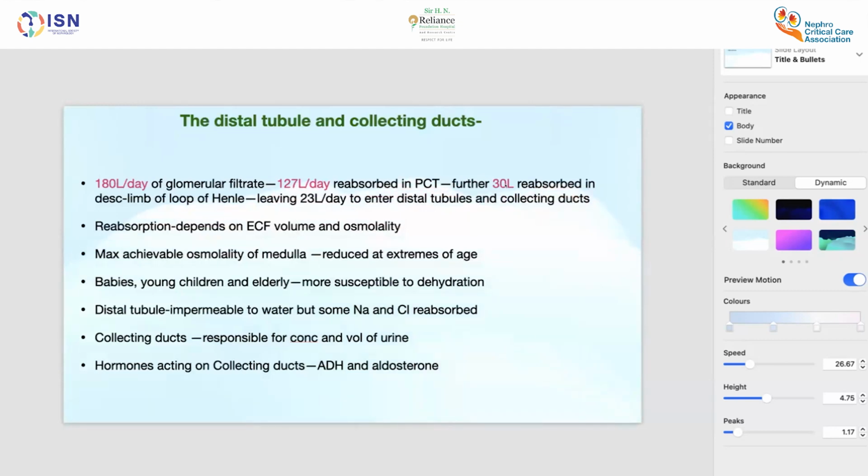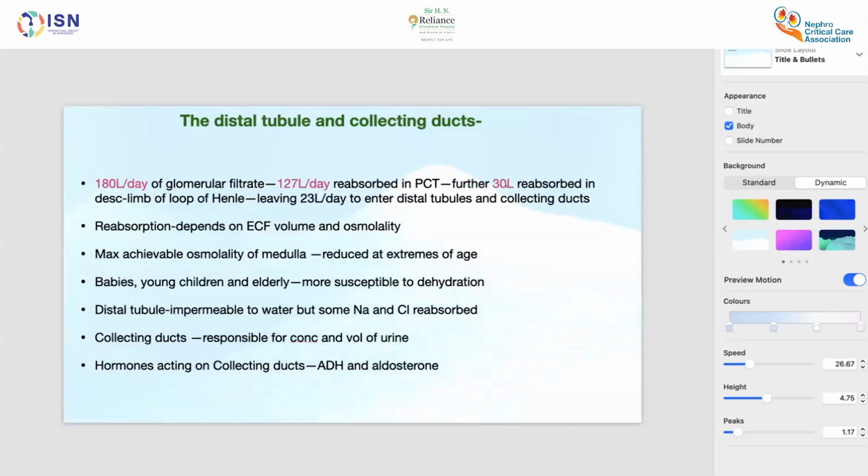This reabsorption in the distal tubules and the collecting ducts depends on extracellular fluid volume and osmolality. The maximum achievable osmolality of the medulla is reduced at the extremes of age. That's why babies, young children, and the elderly are more susceptible to dehydration. The distal tubule is impermeable to water, but some sodium and chloride can be reabsorbed. The collecting ducts are responsible for the concentration and the volume of the urine.